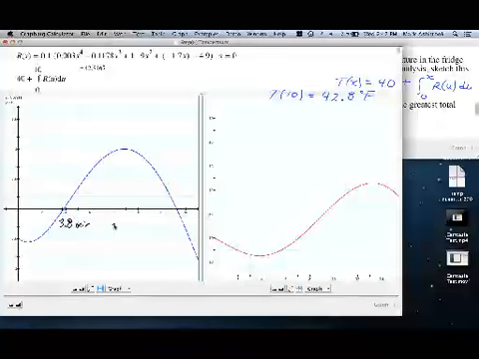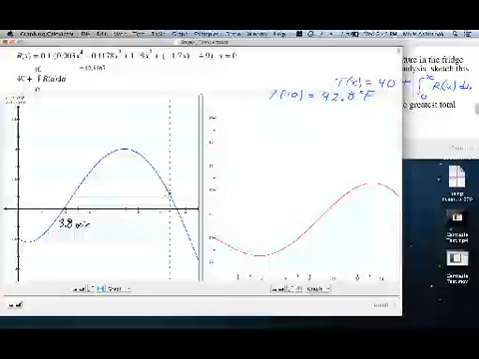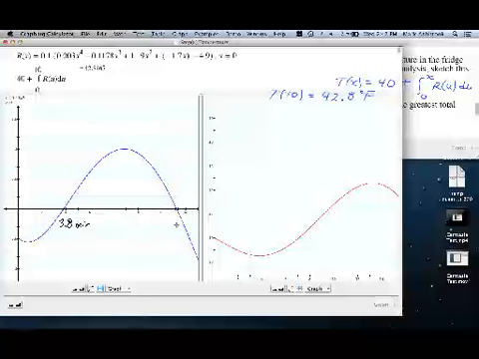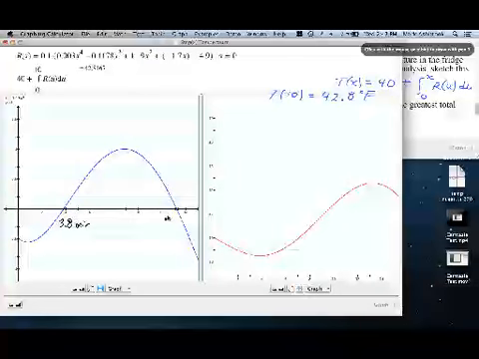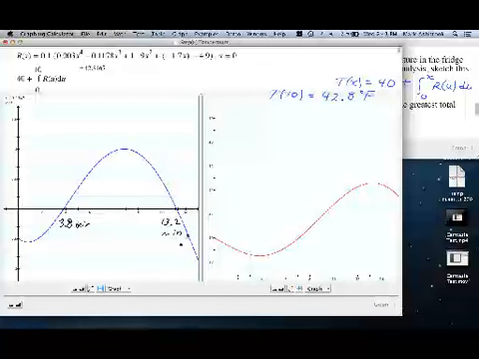At 3.8 minutes the rate becomes positive and the temperature starts to increase. And when does it finish increasing? Right here at 13.2 minutes, which is when the rate changes from positive to negative. Therefore, the temperature stops increasing and begins to decrease.